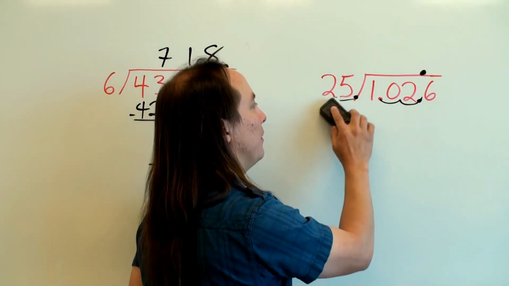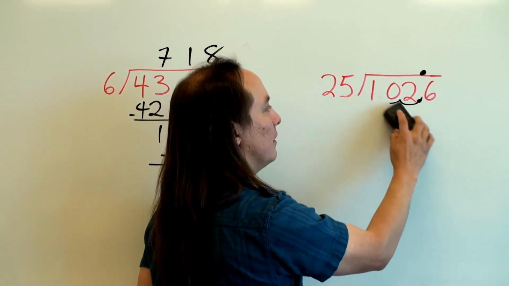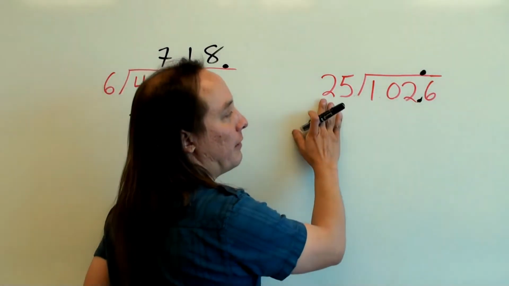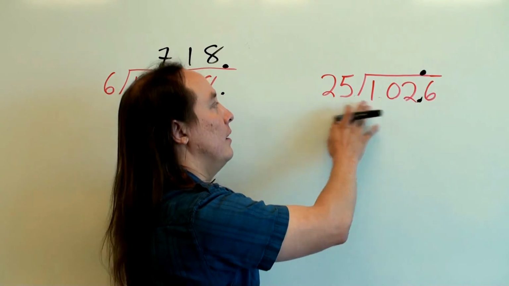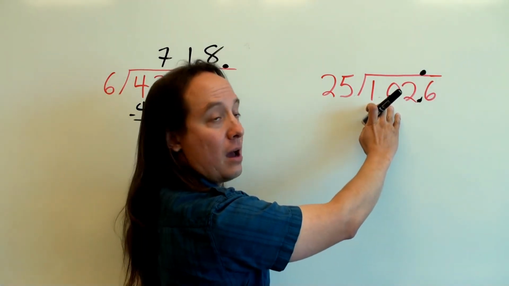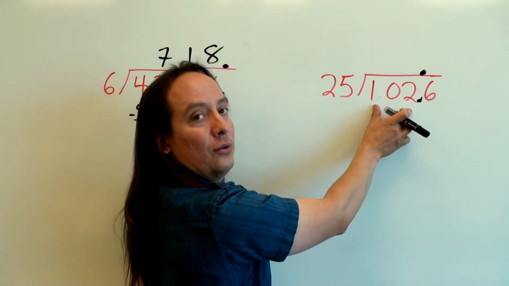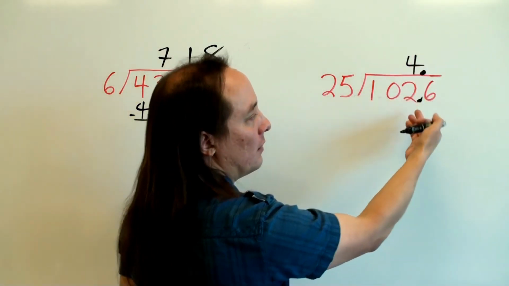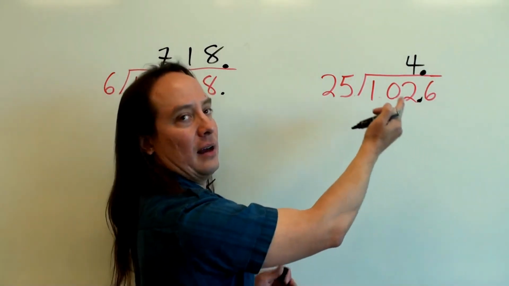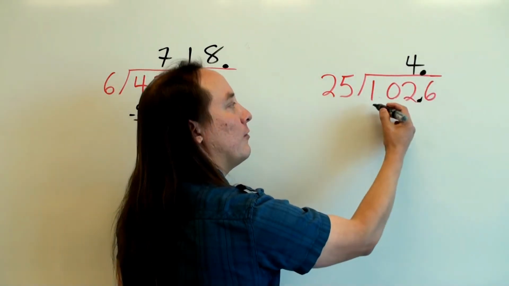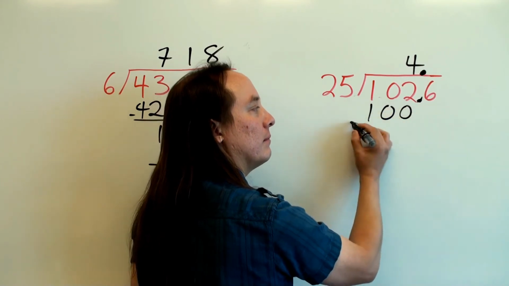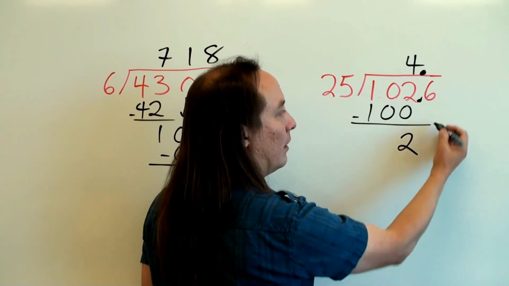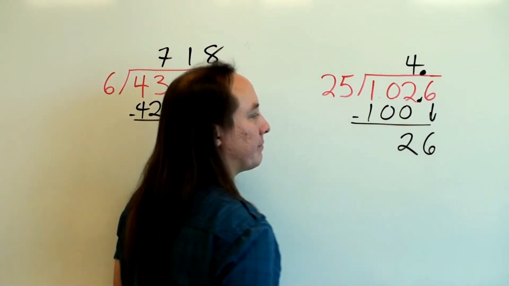Okay, so again, I'm just going to take this away to kind of clean it up here. All right, so now 25. 25 goes into 1, no. 25 goes into 10, no. 25 goes into 102, yes. So it goes into it 4 times, and I put the 4 over the 2 so that I'm saying that it's 102 and not 10, okay? So 4 times 25 is 100. And I do the subtraction and I get 2. I'll bring down my 6.